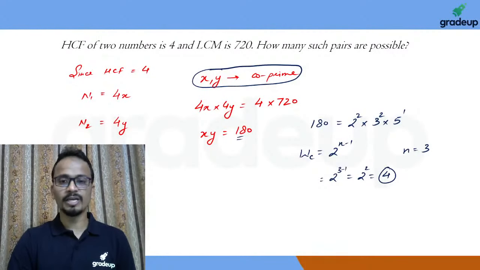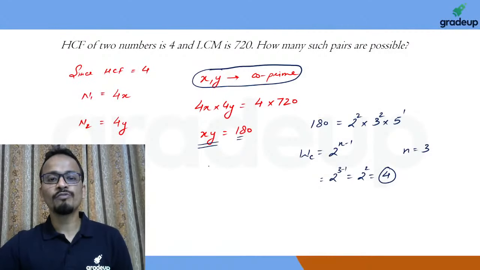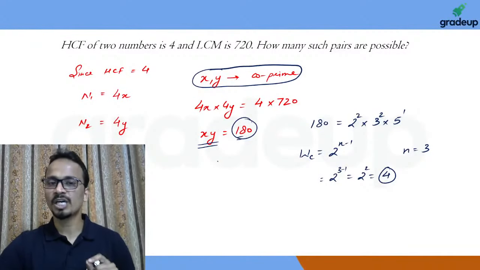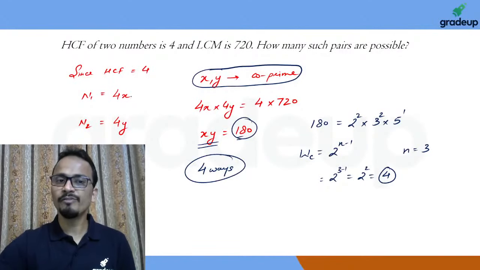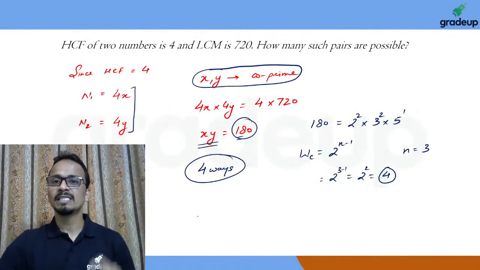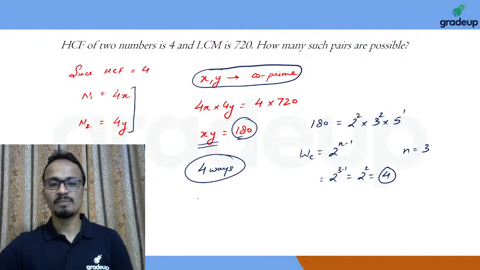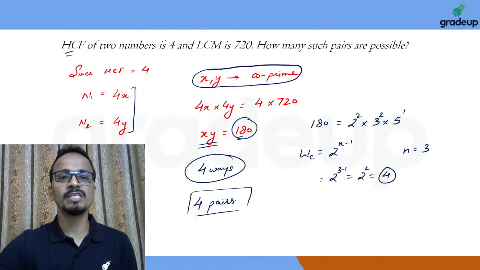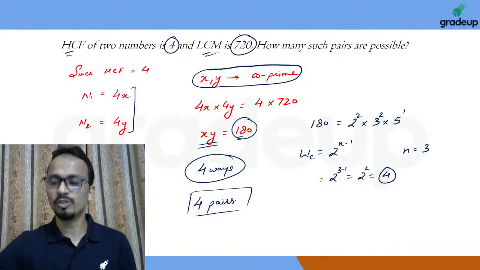All right. So here we have a total of 4 ways of writing 180 as the product of two factors which are co-prime with respect to each other. Now each of these four ways will give you one pair for the values of n1 and n2. So we can say that the answer for how many such pairs are possible will be equal to 4. So there are 4 possible pairs such that their HCF is equal to 4 and LCM is equal to 720.